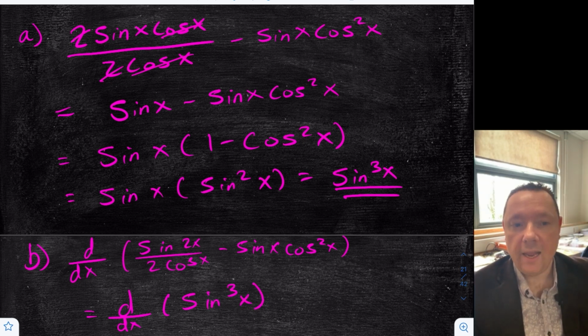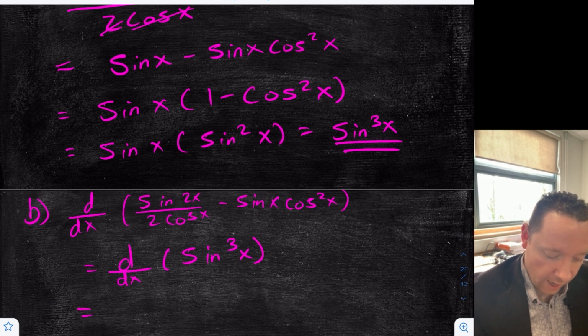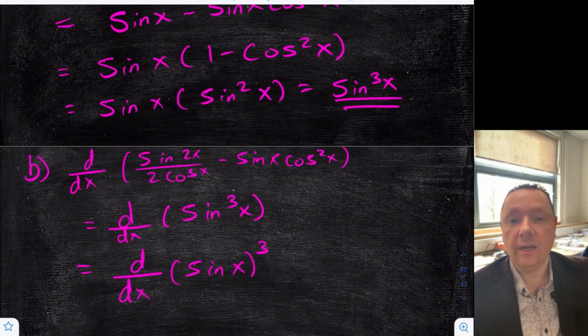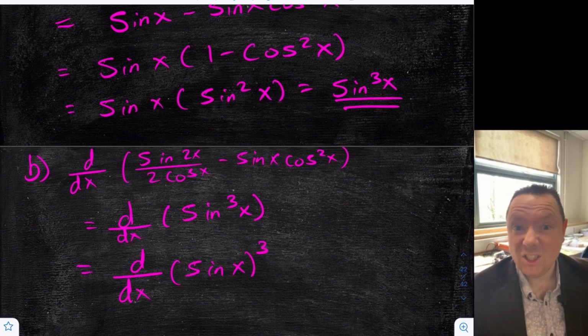Now, sine cubed x, remember, means the sine of x squared. So it's easier to write it like that to see exactly what you're doing. So if I just write sine of x, that's to be cubed. So I have to differentiate sine x all cubed. So that's the chain rule.